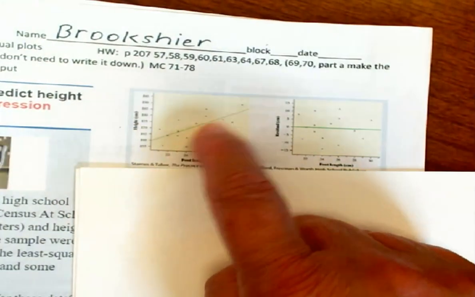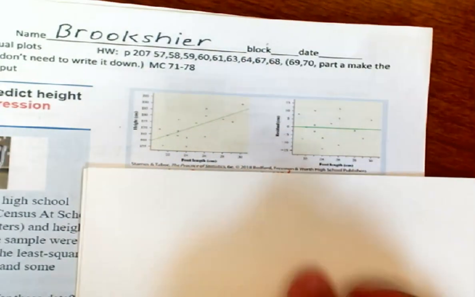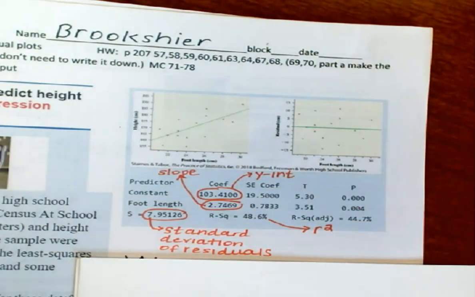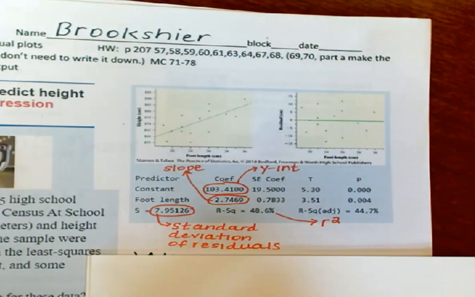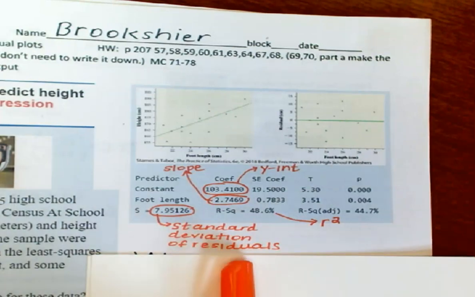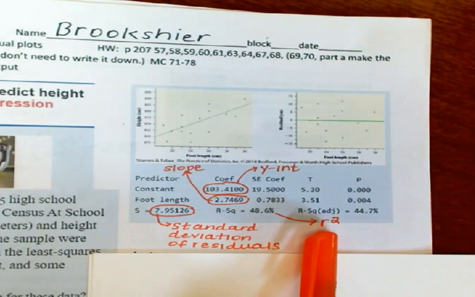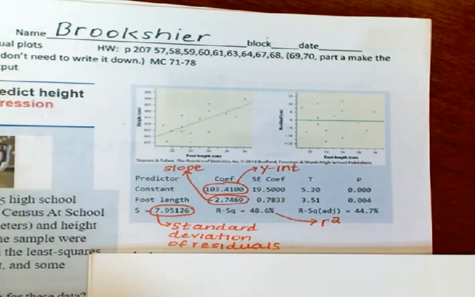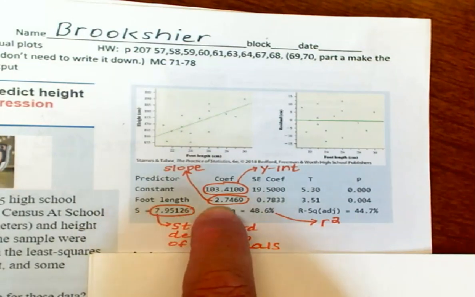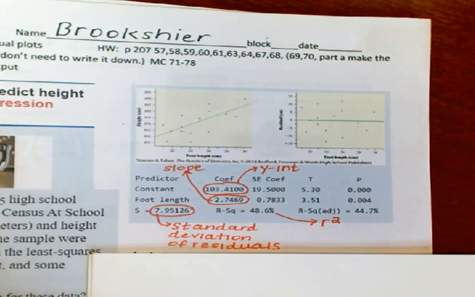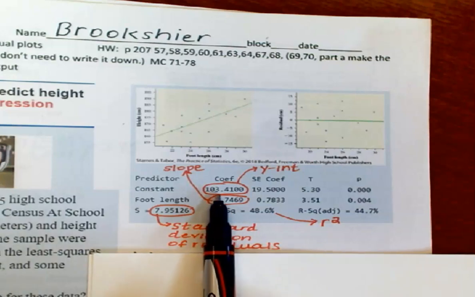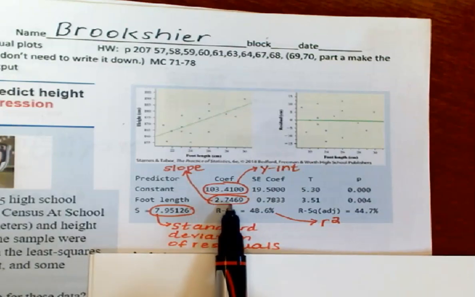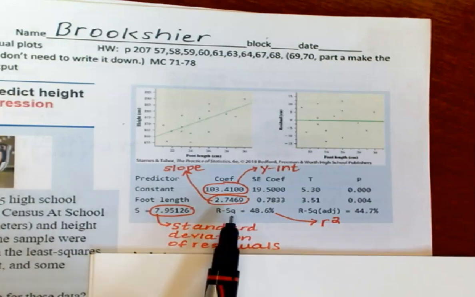So let's look up here. We've got the scatter plot with the least squared regression line in here. Here's our residual plot. And then they've also given us this information. Based on what we just discussed, we know that this is our S value, which is the standard deviation of residuals. This is our R squared value, which is the coefficient of determination. The constant is the y-intercept. And then the foot length here, under coefficient, is your slope. So we could write the equation for the linear regression line, which would be y hat equals 103.41 plus 2.7469x. There's our R squared, there's our S.